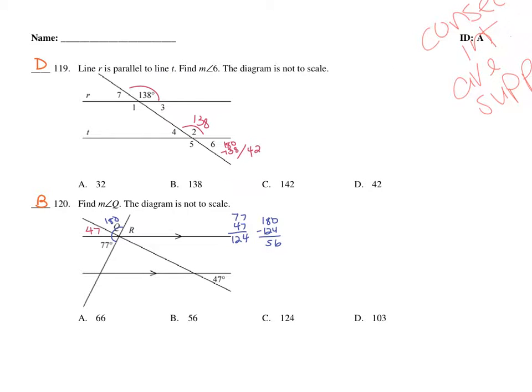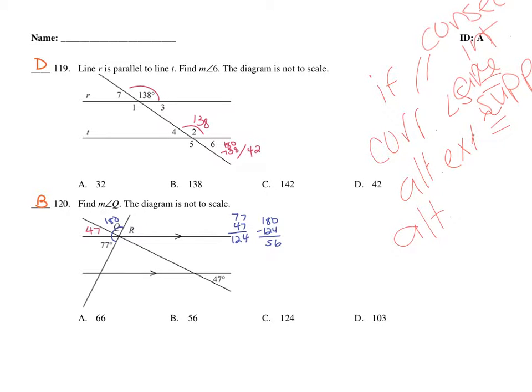So if the lines are parallel, which special angles are congruent? Corresponding. Alternate exterior. Alternate interior, good. And what's true about consecutive interior? Good. If I could spell. Missing my N. Consecutive interior. Supplementary.